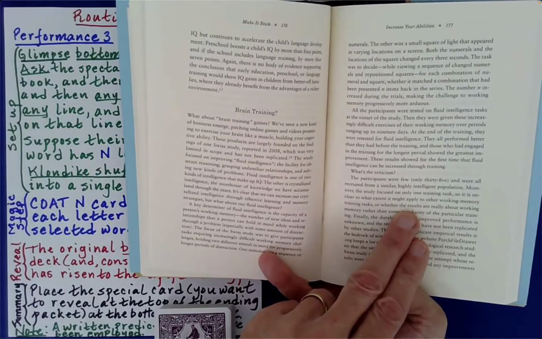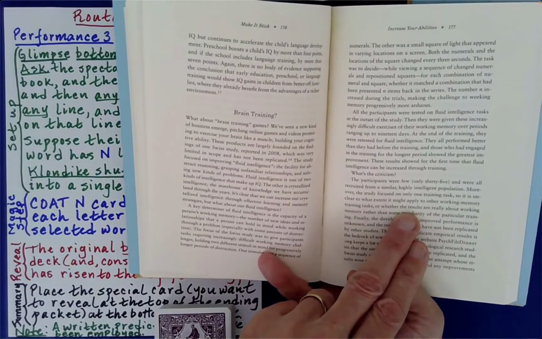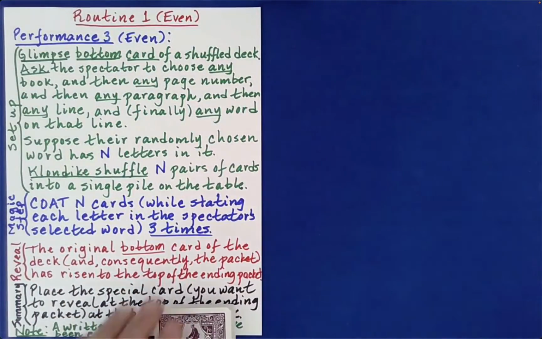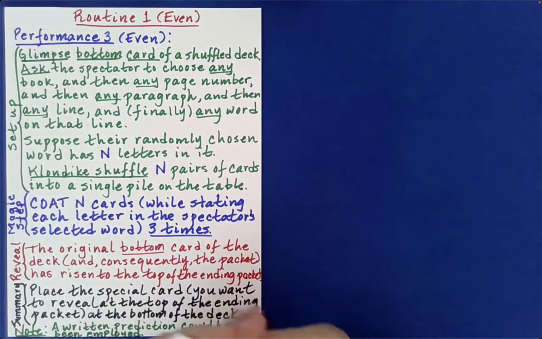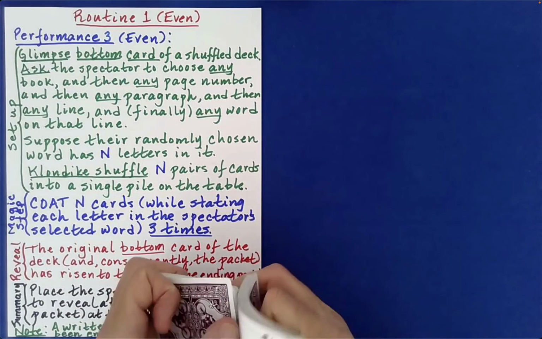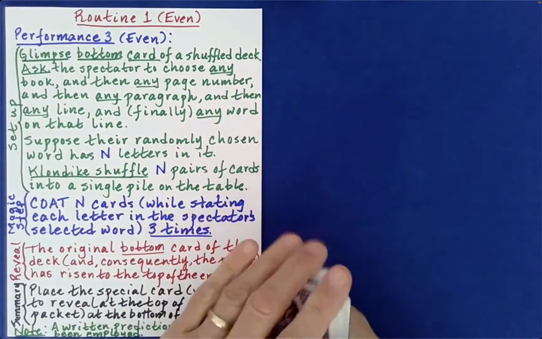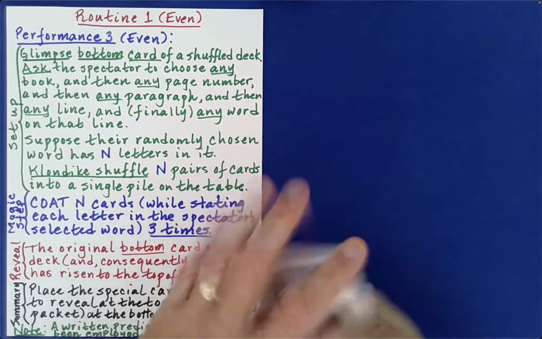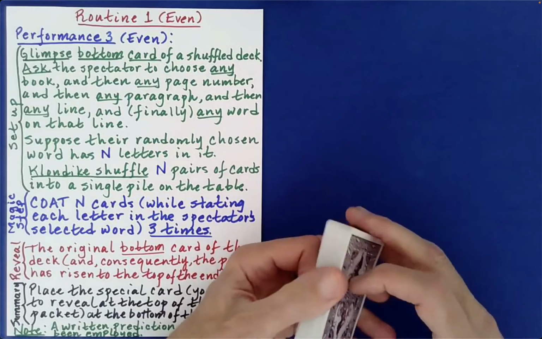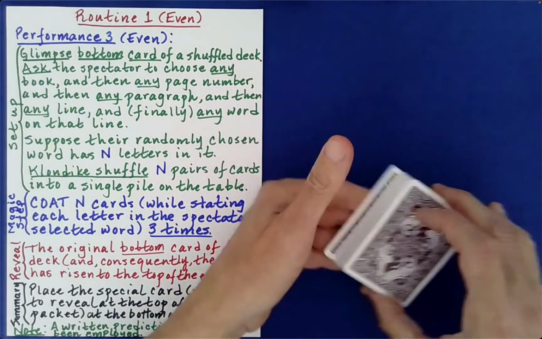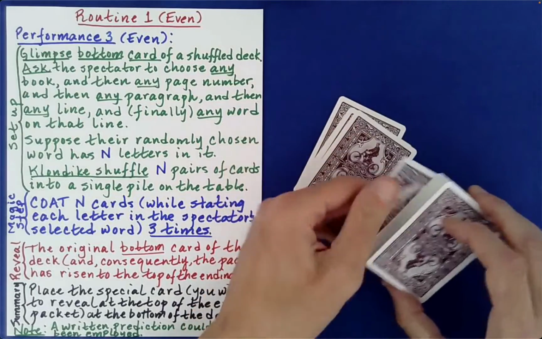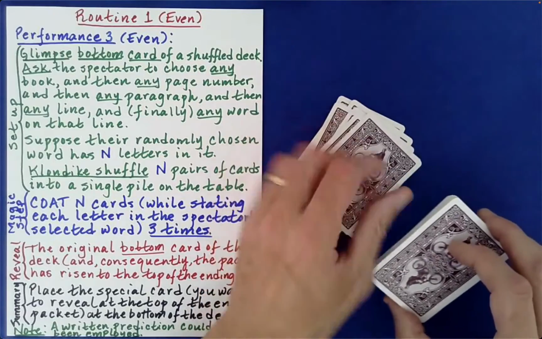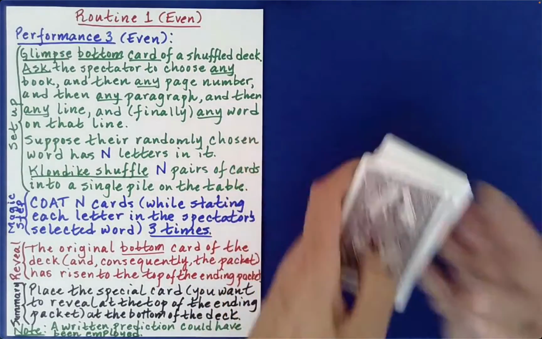R-E-S-U-L-T-S. Okay, so they choose the word results. You say, okay, very good. We'll use that. That was a free choice made by you. So what we're going to do here is with this shuffled deck of cards, and you can shuffle it in front of them if you would like, we're going to use the word that you freely just chose out of that book. So the word, I believe, was results, right? R-E-S-U-L-T-S. Results. Very good.